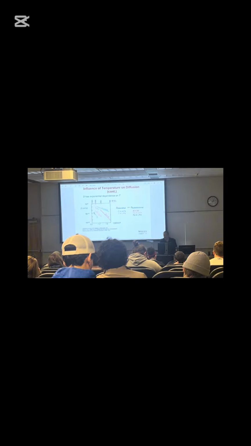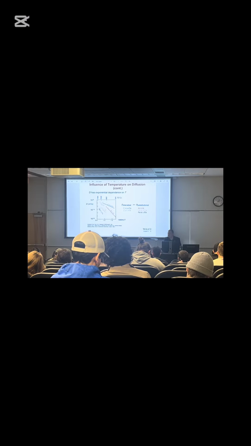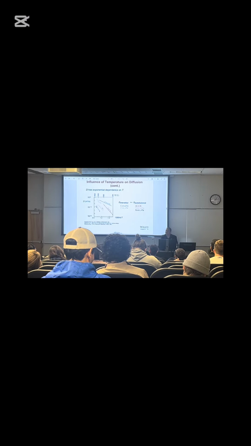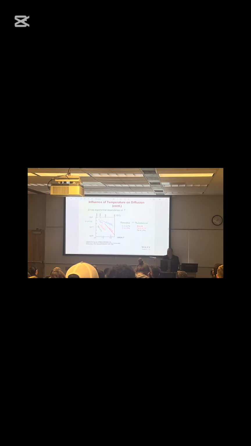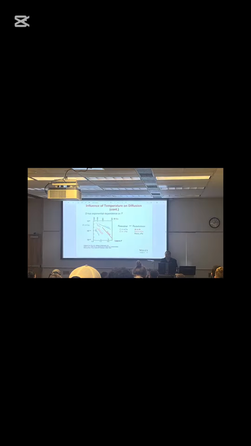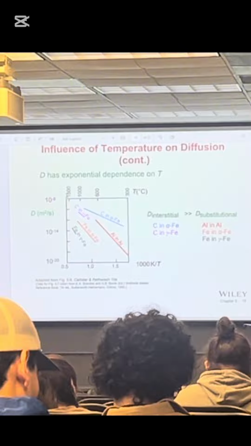This is aluminum in aluminum. And why does this data stop here around 600 degrees C? Why doesn't it go here? What happens with aluminum at 600 degrees C? Yes, who said? Yes, it melts. So we cannot look at diffusion of aluminum in aluminum in the solid state because it becomes a liquid.